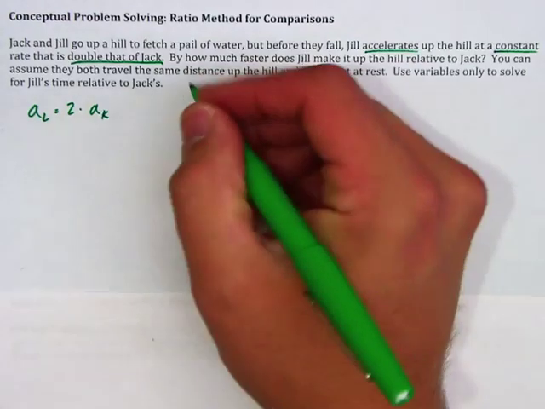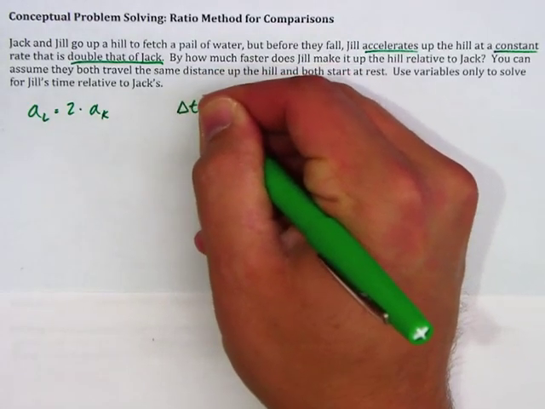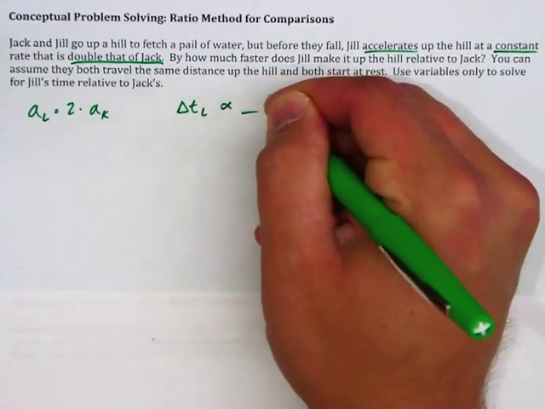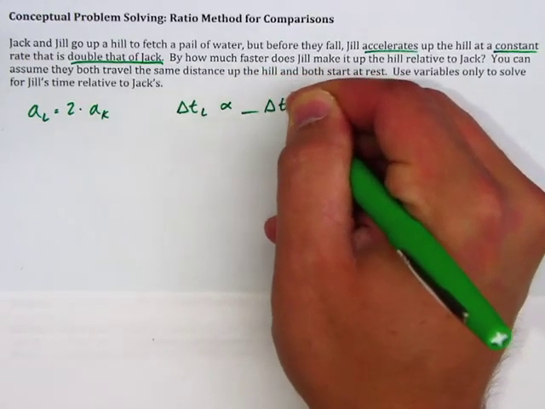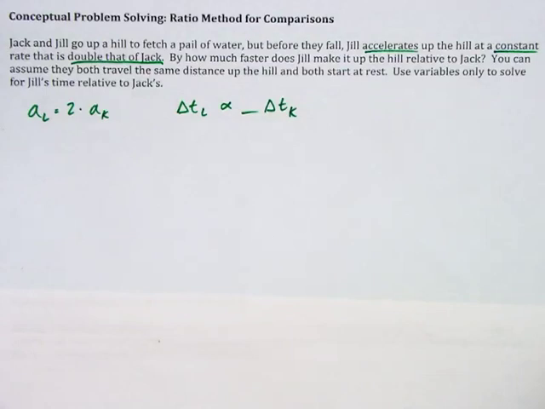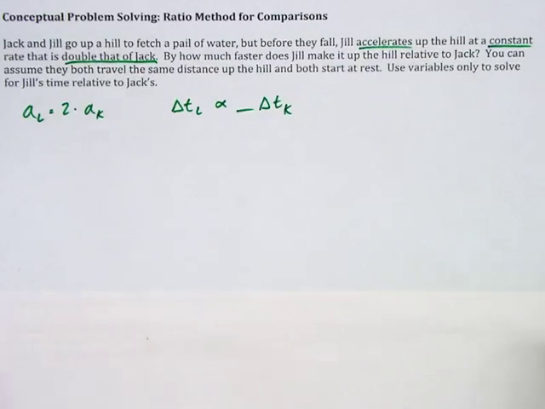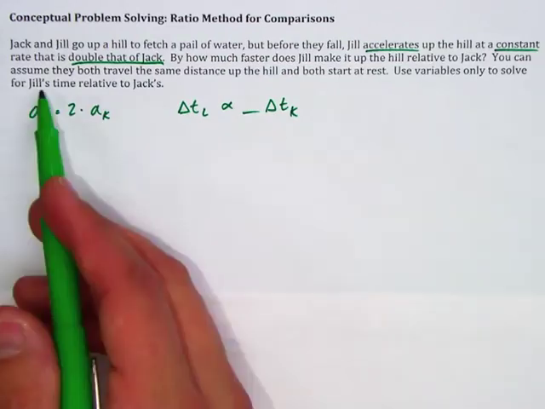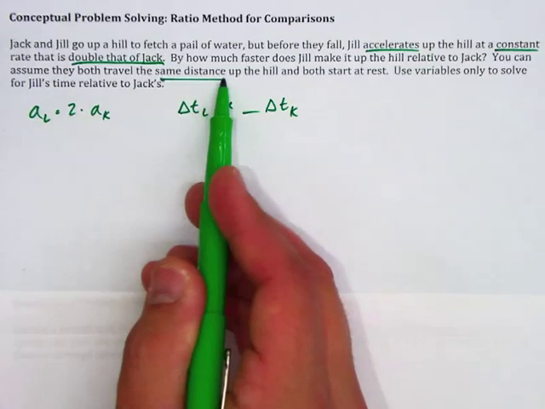So we want to know what is Jill's time relative to Jack's time. Jill's time will be some proportion different from Jack's time because she's accelerating faster. So in order to solve this, we need some more information. We can assume they both travel the same distance up the hill.